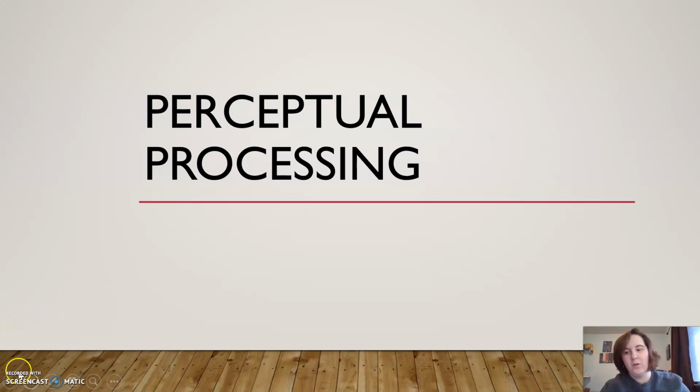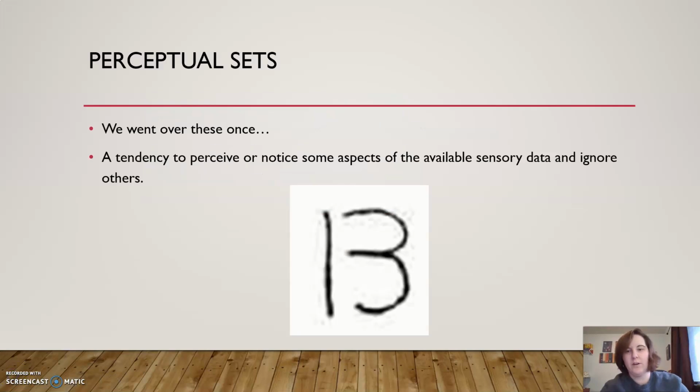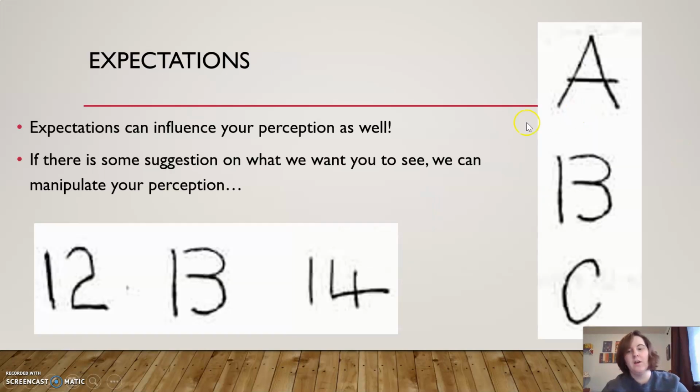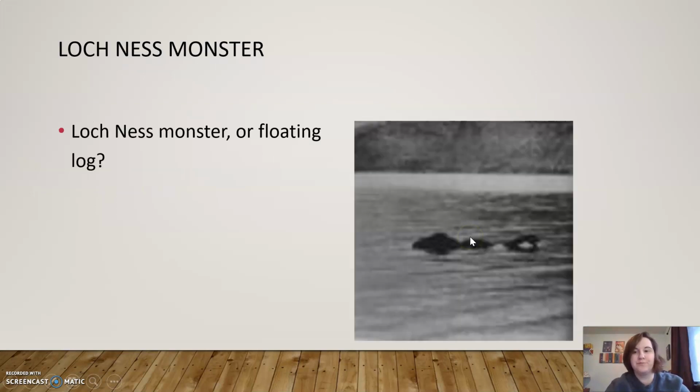So hold on and get ready for your minds to be expanded about perception, because this is kind of weird stuff, just explaining our thought patterns. So we've already gone over perceptual sets. It's the tendency to perceive or notice some aspects of the available sensory data and ignore others. We kind of already saw this example, but the idea is, is it a letter? Is it a number? But if we were to put it in each of these, all of a sudden we have this perceptual set that it's in, and it helps us make an informed decision about what we're seeing.